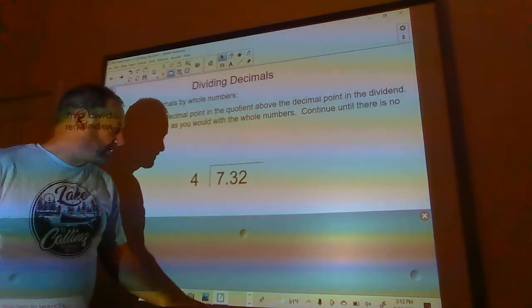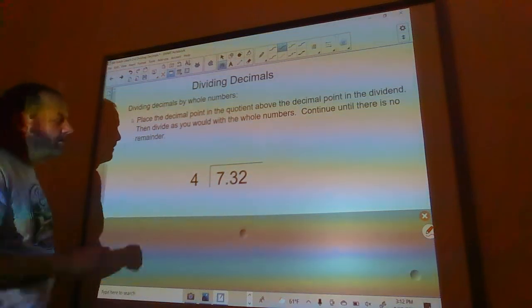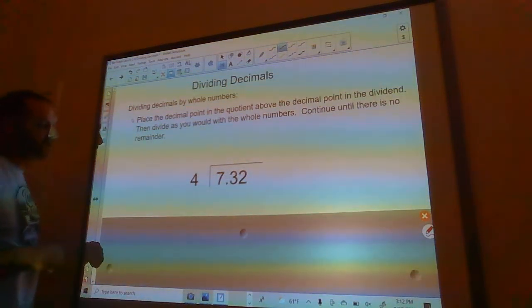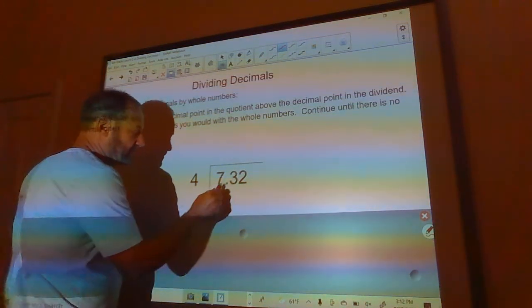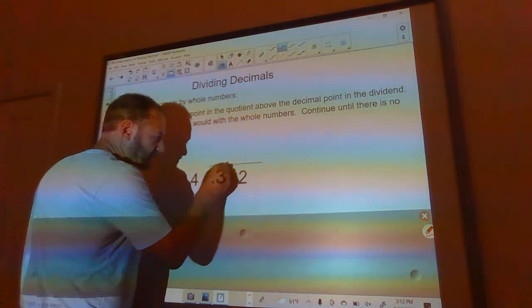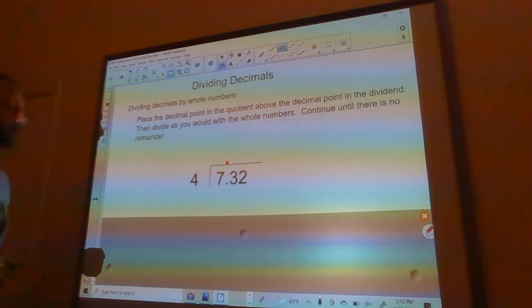this one's pretty easy. This is already a whole number out here. How many times 4 are going to go into 7.32? Well, the only difference between this and regular division is my decimal's right here. I just need to move it up right there.